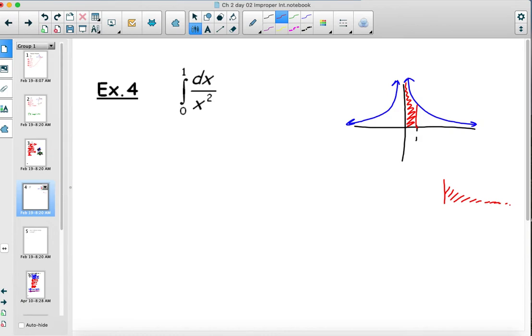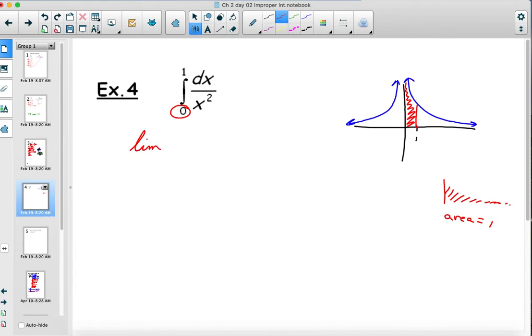Remember when we did it the other way, from 1 to infinity, we got an area equal to 1. So let's see what happens in this case. The problem here is my function's not defined at 0. So that's what makes this improper. So I need to change this to a limit.